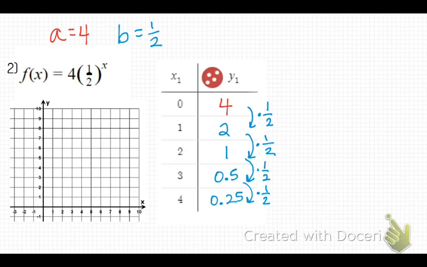Okay. I know I'm going through it a little bit quickly, but I think you guys will be okay with this. If I can graph these points now, I'm going to graph 0, 4. Then what? What's my next point? 1, 2. Then what? 2, 1. Then what? 3 and 0.5 and 4 and 1/4. So if I graph this, is that a decay function? Okay, does that make sense?